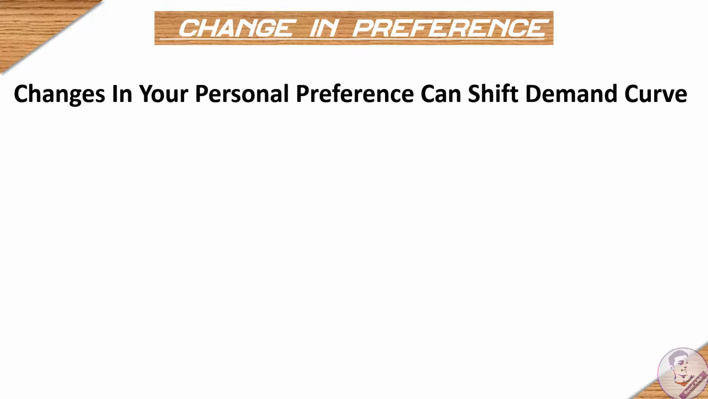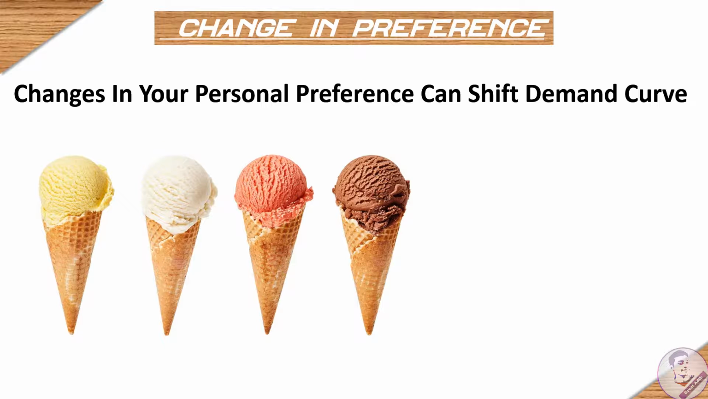So the next part is change in preferences. Personal preference can shift your demand curve. Okay, so let's understand it. Suppose you like a vanilla type of ice cream, or you may like chocolate ice cream. Suppose you like chocolate ice cream, this particular chocolate flavor, then you are going to buy that flavor more compared to other flavors. You will not buy the vanilla or mango flavor. If you like the chocolate flavor, you will only buy chocolate, and the demand for chocolate ice cream will be increased. It is such an example.